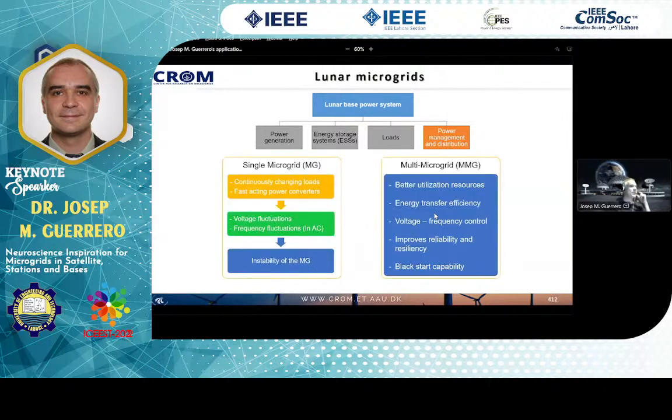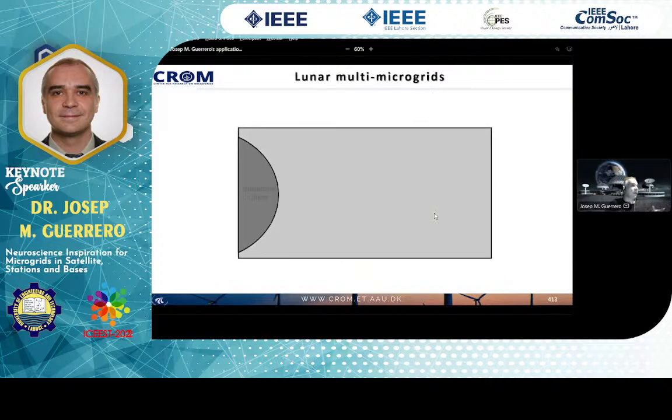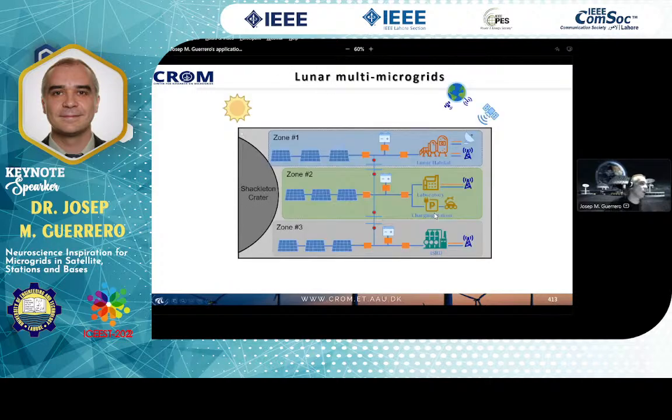Here it's important that we focus on having a microgrid with the best resiliency, which is to have a multi-microgrid system. According to our study, in Shackleton crater you could have a number of DC microgrids, interconnected between them, to support habitats, laboratory, charging stations, and ISRU.